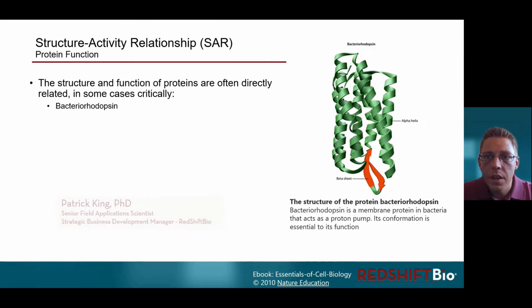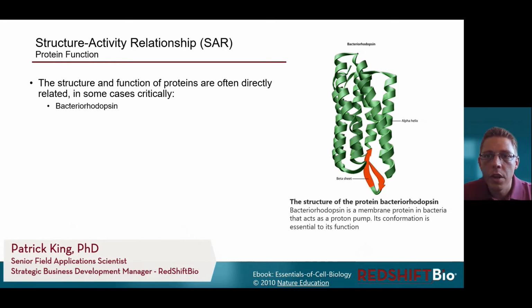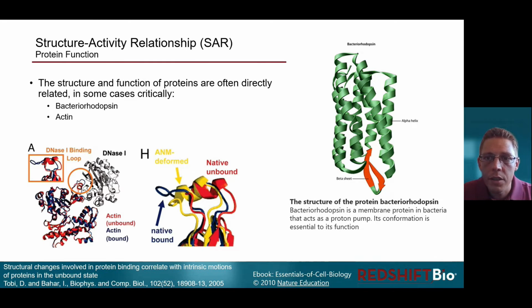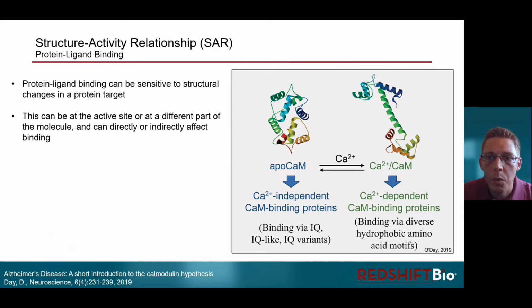So if we look at proteins, these are complex three-dimensional structures very often for which their structure and function are directly related, in some cases critically. For example, here shown is bacteriorhodopsin on the right-hand side, or perhaps actin, shown in the bottom left, or perhaps a calcium-binding protein, calmodulin, shown on the right-hand side here. For each of these, a structural change either at the binding site itself or very often at a different part of the molecule entirely can affect the binding of its preferred ligand to the protein target.